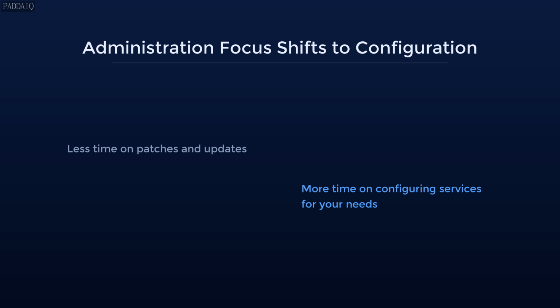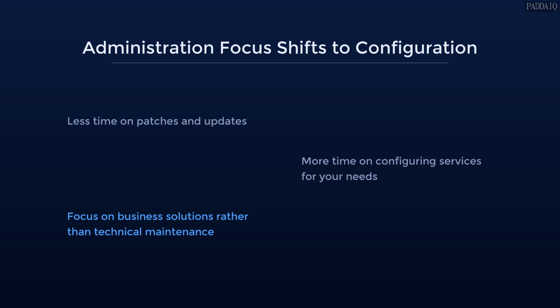More time on configuring services for your needs. This means less routine maintenance and more customization of SAP BTP services to match your specific business processes. For instance, you could adjust the SAP HANA Cloud memory settings to optimize for your reporting workload. This shift lets you focus on tailoring solutions rather than just keeping systems running.